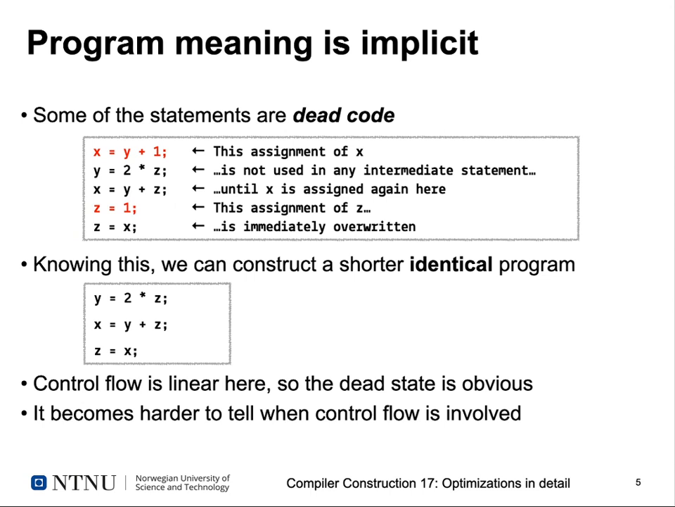So if we know that our 2 lines marked in red here are actually dead code, we can leave them out. So this would result in a shorter program here, which is identical in terms of the output of our program, so the meaning of our program. So we would just take all the remaining lines of code, and we have a program that does exactly the same calculation. Now, control flow is linear in our example here, so the dead instruction is very obvious, but it becomes harder to do this analysis when control flow is involved in the execution of our program.